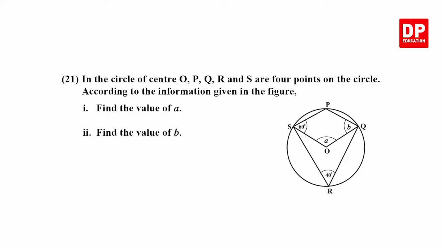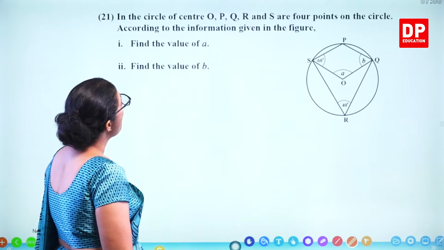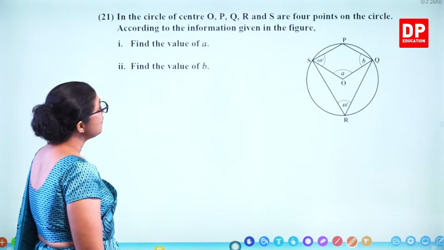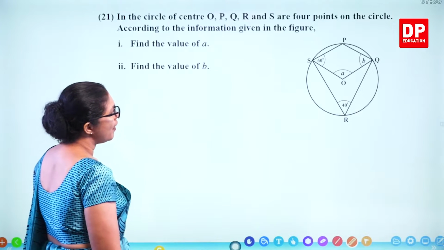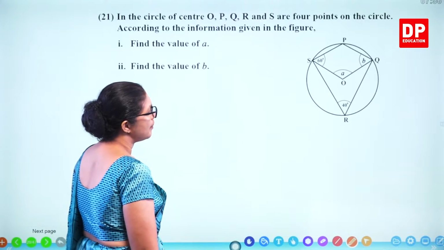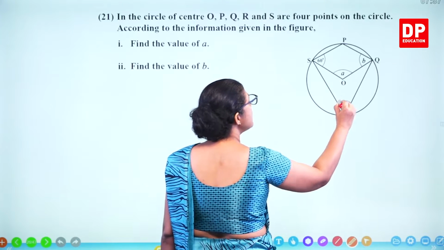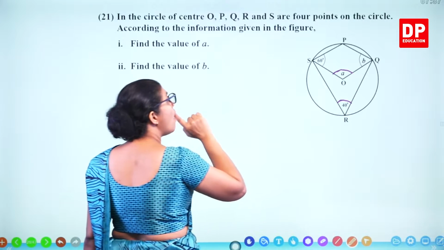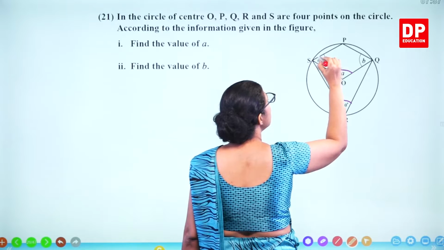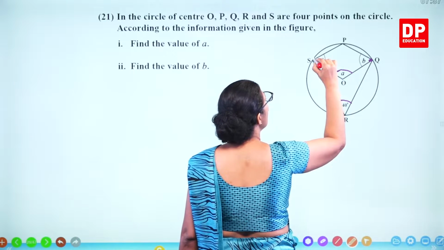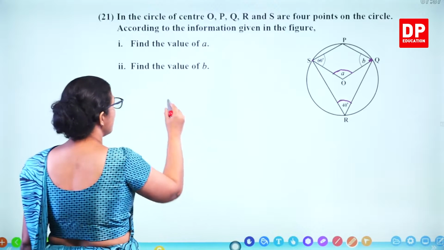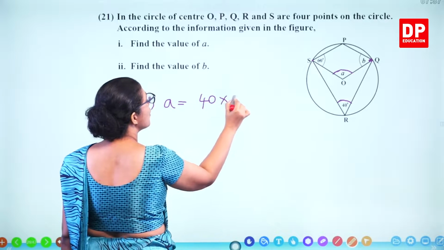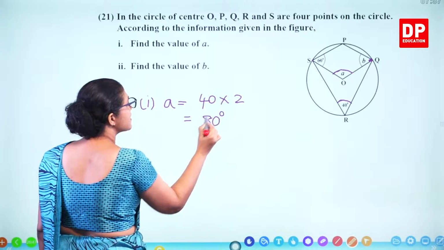Question number 21. In the circle of the center O, P, Q, R and S are 4 points on the circle. According to the information given in the figure, find the value of A. What can you say about A? Here, this is the angle subtended on the circumference and this is the angle subtended on the center. So here this is the 2 points. So straight away, what's A? Multiplied by 2. 40 times 2, that's 80 degrees.